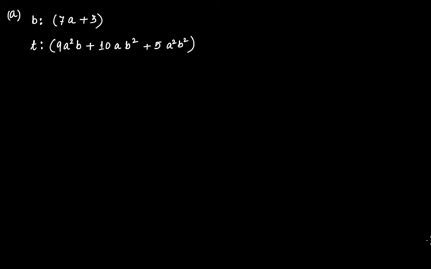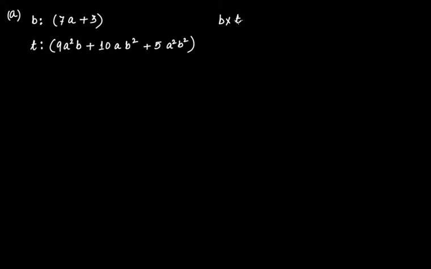How to multiply a binomial by a trinomial? So here we have a binomial, 7a plus 3. It has two terms, that's why it is a binomial. And we have a trinomial, that is 9a squared b plus 10ab squared plus 5a squared b squared. Now this has three terms, therefore this is a trinomial. You have to find binomial multiplied by trinomial.